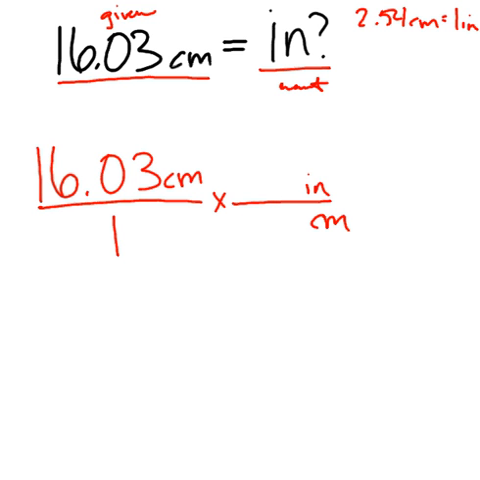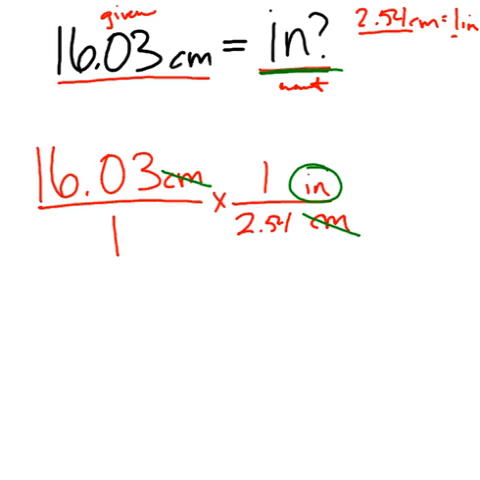When I do that, I need to make sure I put the appropriate numbers. So 2.54 centimeters, 1 inch. Now, before I do any math, the first thing I'm going to do is cancel out the units that I've been able to cancel out, which would be centimeters. I'm not canceling out inches, because that's actually what I want. I want inches, right there.